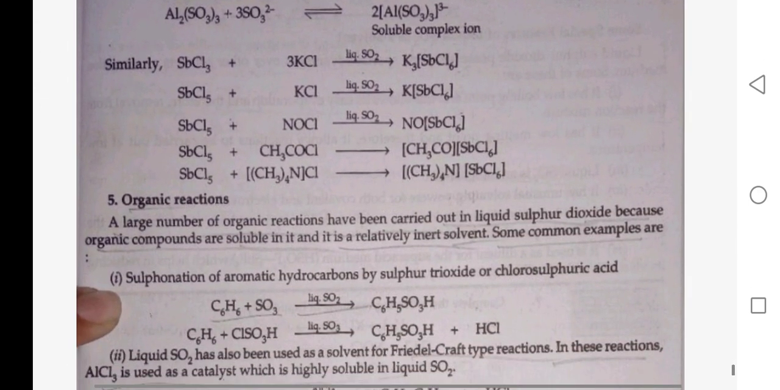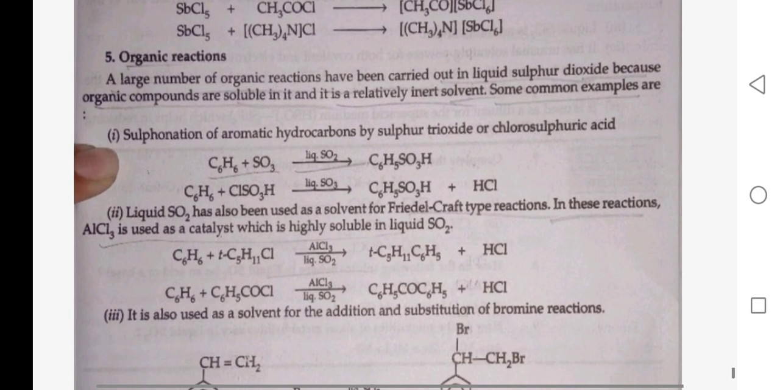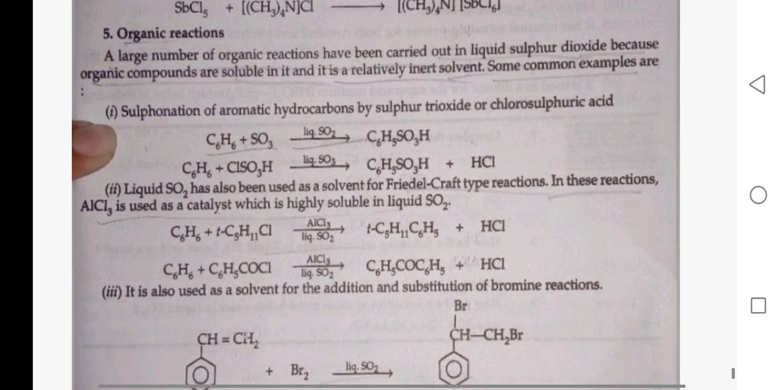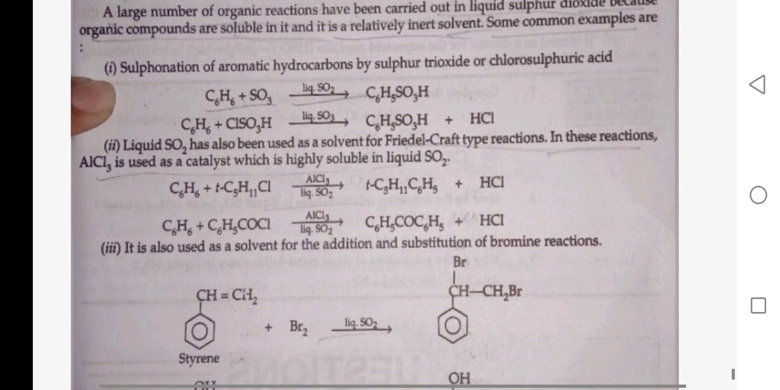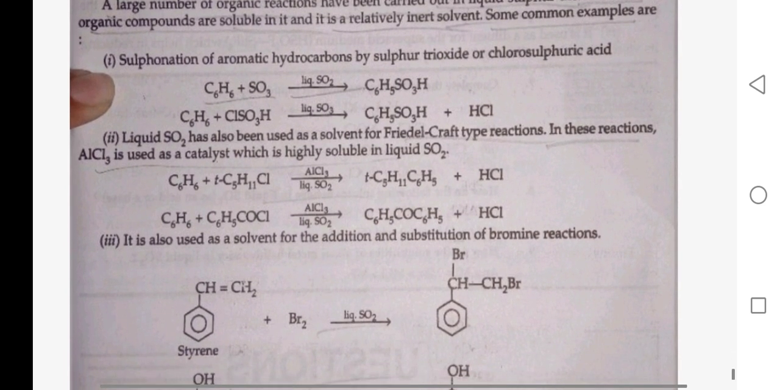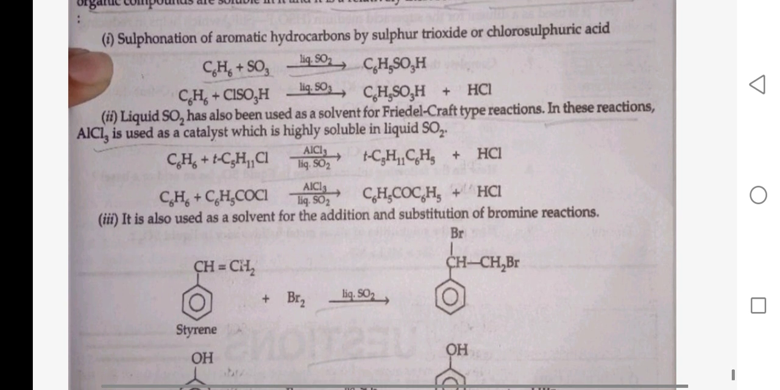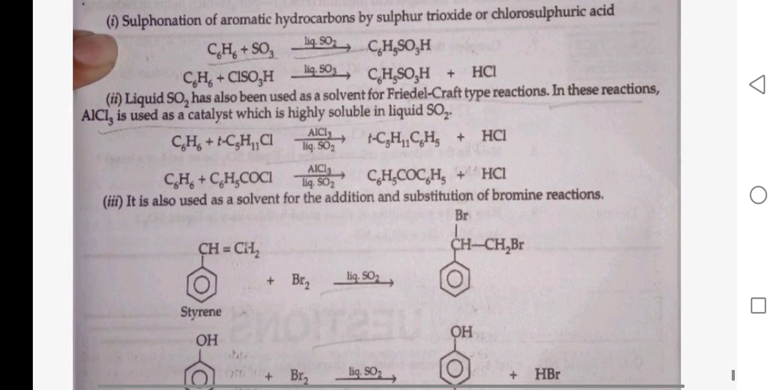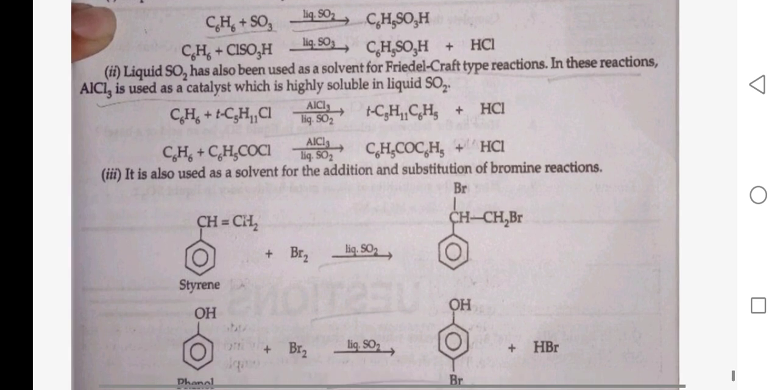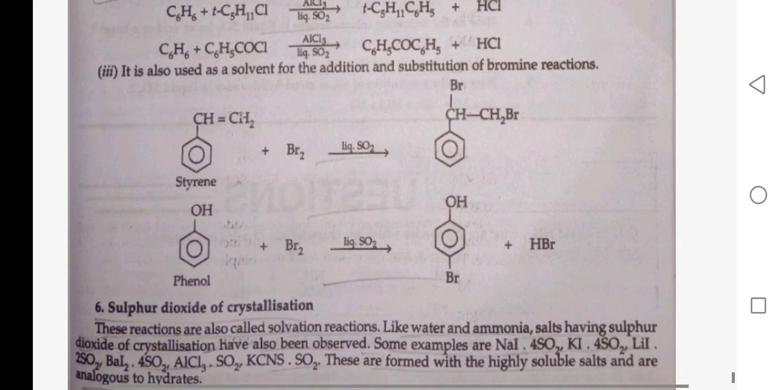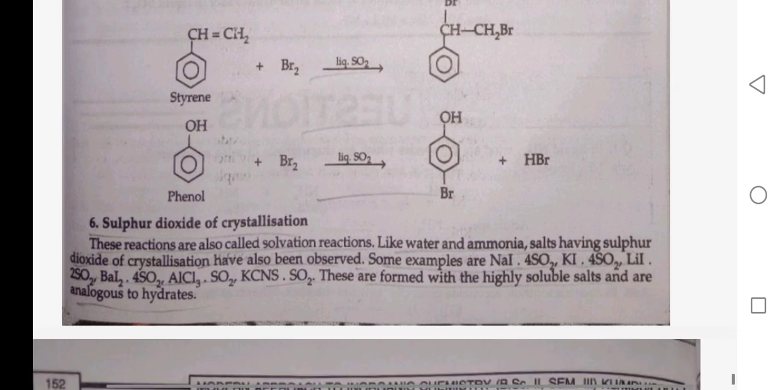Fifth, organic reaction. A large number of organic reactions have been carried out in liquid sulfur dioxide because organic compounds are soluble in it and it is a relatively inert solvent. Some examples: sulfonation of aromatic hydrocarbons by sulfur dioxide or chlorosulfuric acid. It is also used as a solvent for addition and substitution of bromine reactions.